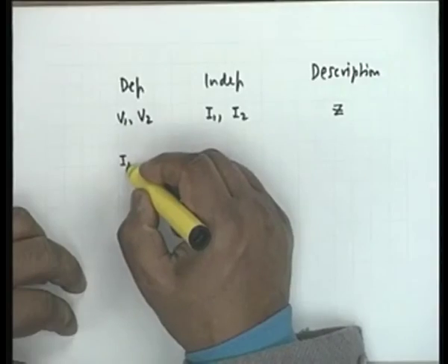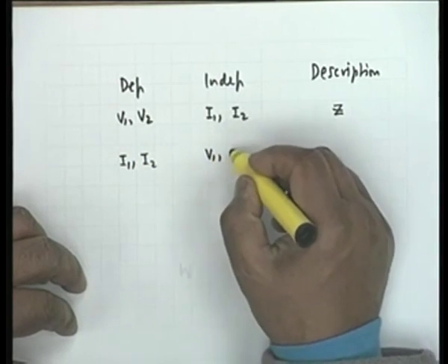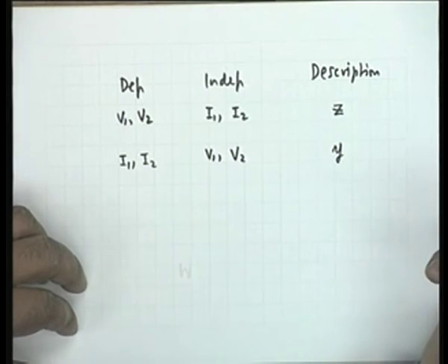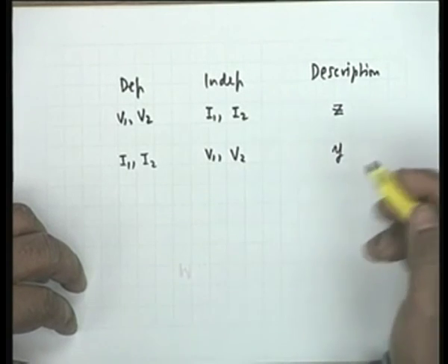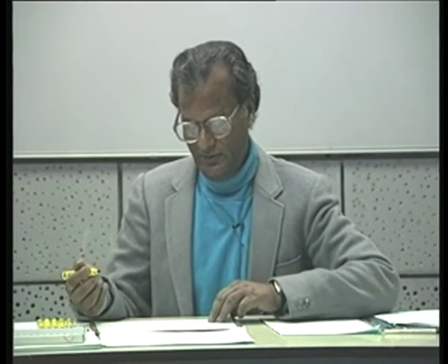If it is the other way around, that is I1, I2 are the dependent variables and V1, V2 are the independent variables, then we get what are known as the Y parameters or the short circuit admittance parameters. We shall see the meanings of this open circuit and short circuit in a few moments.